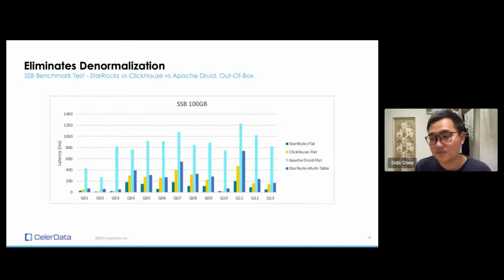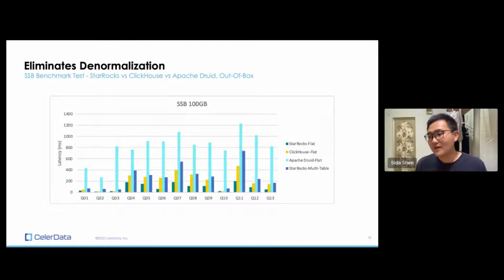And let's look at some results: StarRocks, ClickHouse, and Apache Druid. The first 3 are run on the flat schema, so no joins involved. StarRocks is the fastest, ClickHouse comes second, and Druid, unfortunately, comes last, right? But the interesting part is the last, the blue one. This is StarRocks running on the multi-table schema test. You can see that StarRocks multi-table performance is faster than Druid's single table performance, and it's almost as fast as ClickHouse single table performance, right?